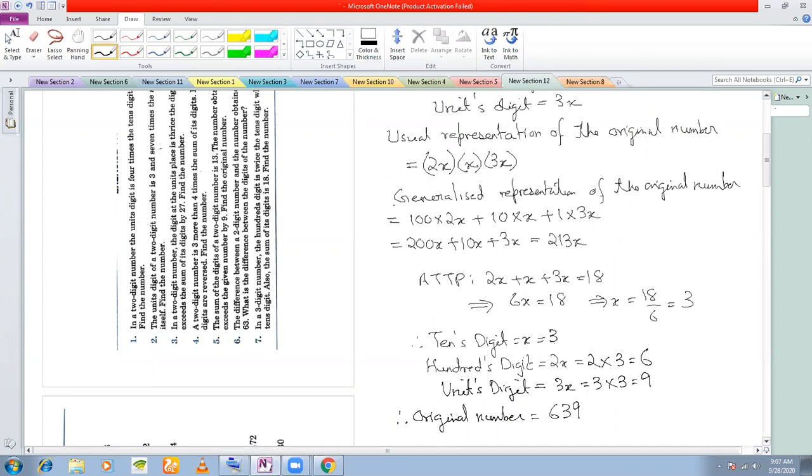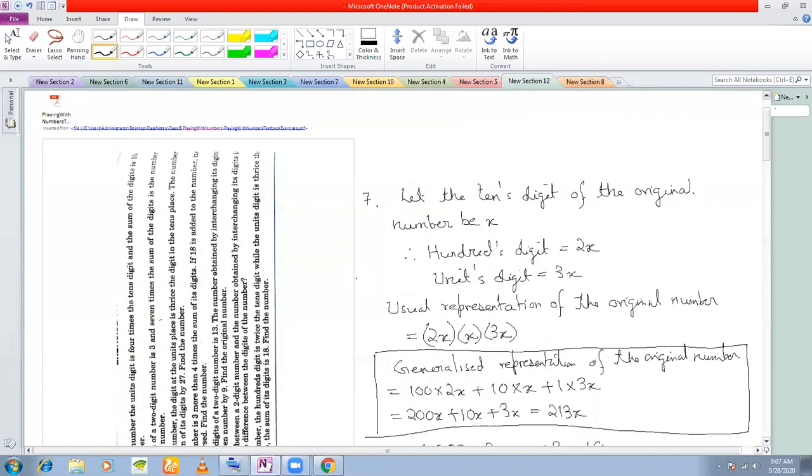If you see here, why I was saying that you don't need the generalized representation here is because I have not used this in any part of the problem. Have I used this? You don't see that I've used 213x in any part of the problem. So for this problem, actually the generalized form was not required. So anyway, let us move on to the next problem here.